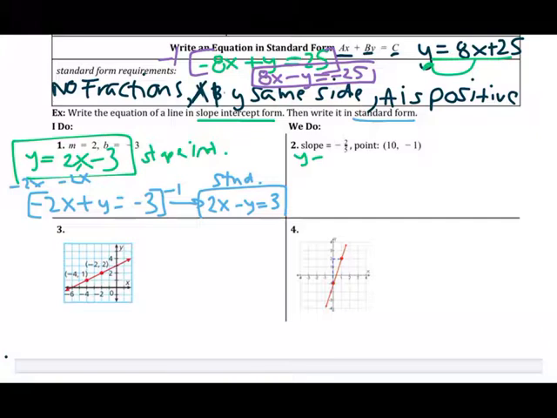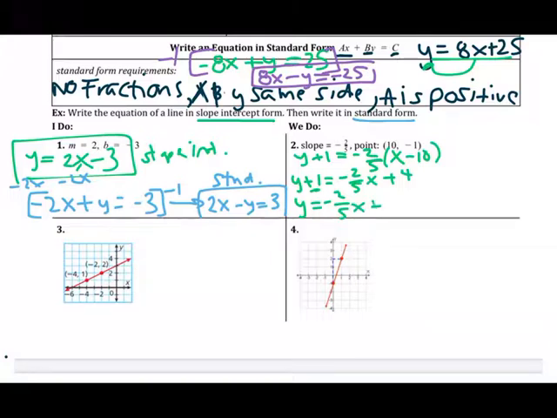So y minus negative 1 is y plus 1 equals our slope times x minus 10. Now we're going to distribute, so negative 2 over 5x plus 2 times 10 is 20, divided by 5 is 4. And then to get this into slope-intercept form, I need to subtract 1 on both sides. So y equals negative 2 over 5x plus 3 if I subtract 1 on both sides.